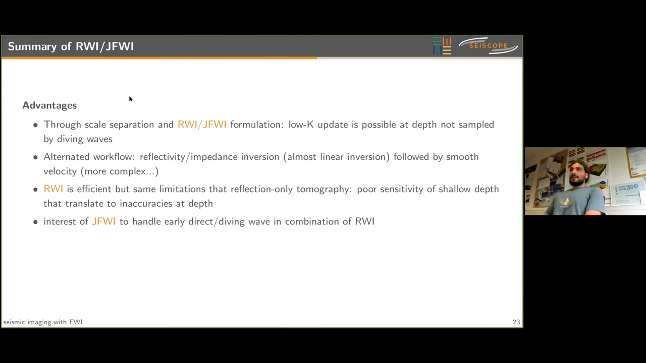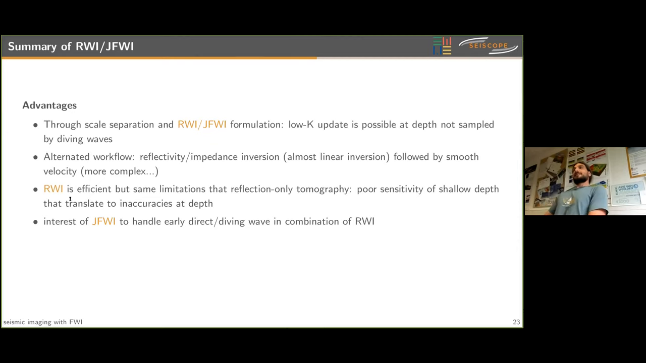So based on that, we are able to see that through an explicit scale separation, we can have some workflows to update the low wave number component of the velocity at depth that is not sampled by diving waves. It relies on an alternated workflow of reflectivity and impedance, which is an almost linear inversion but quite expensive, followed by a smooth velocity update, which is non-linear and also quite expensive.